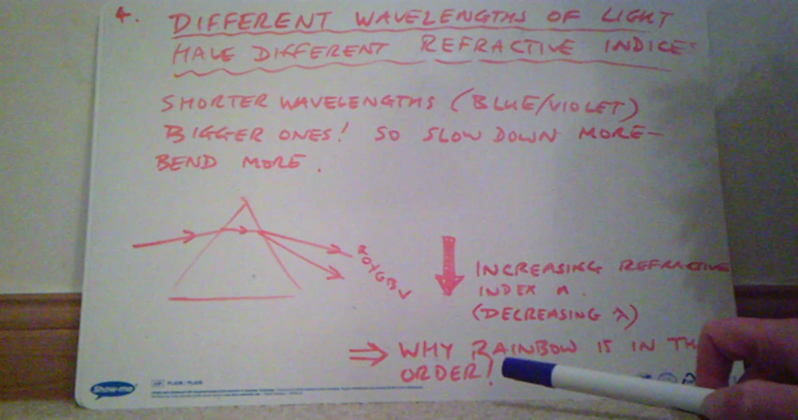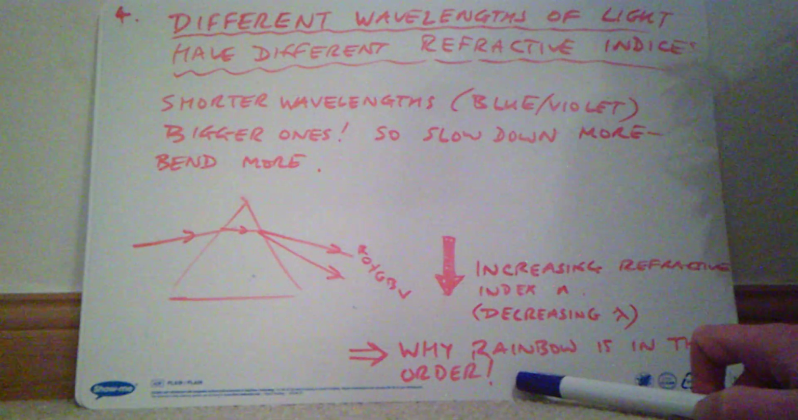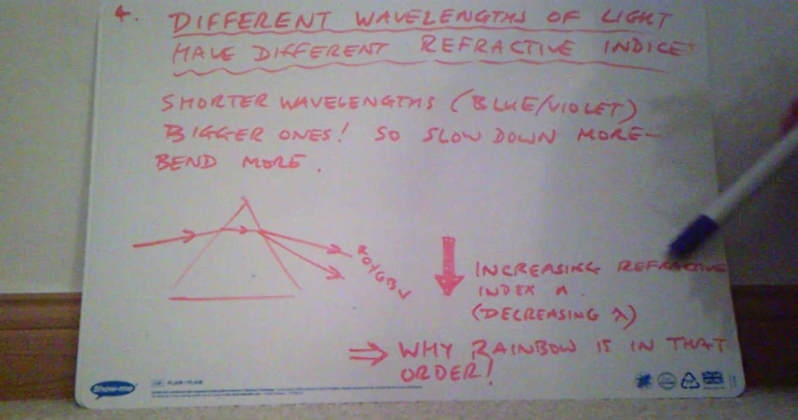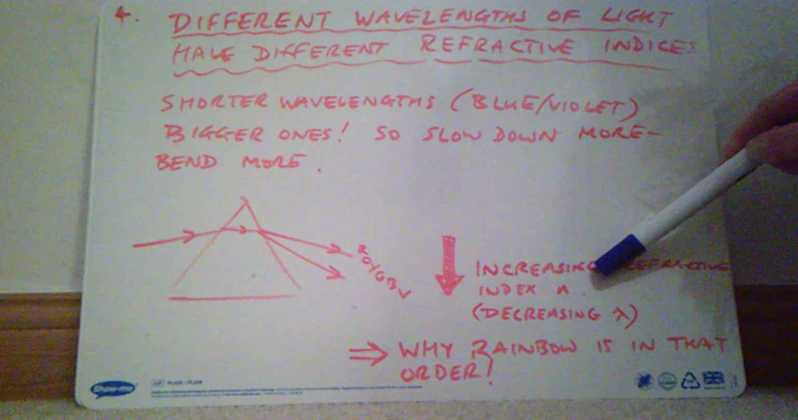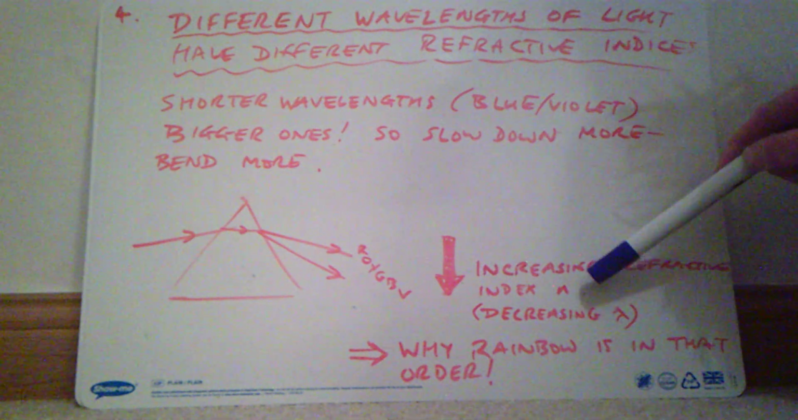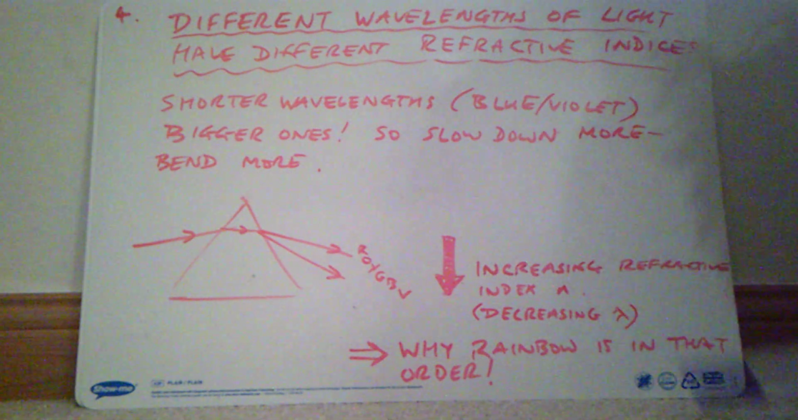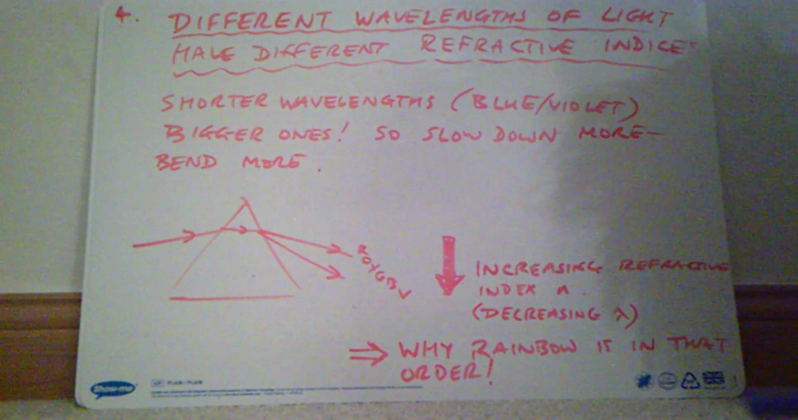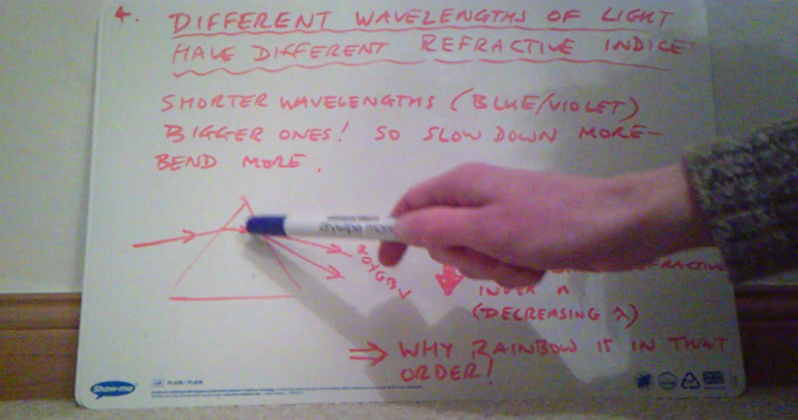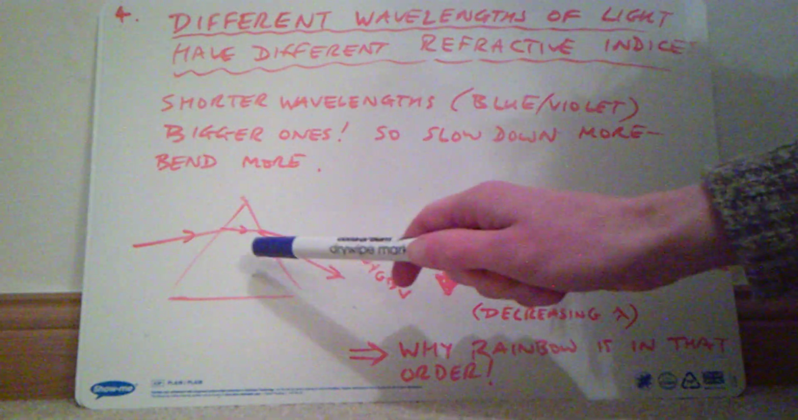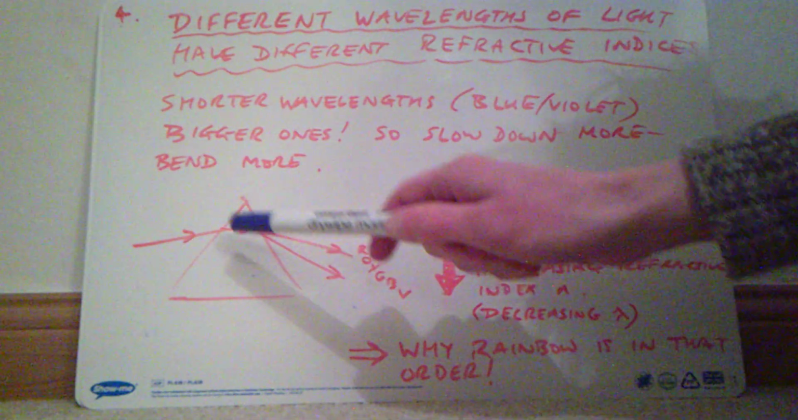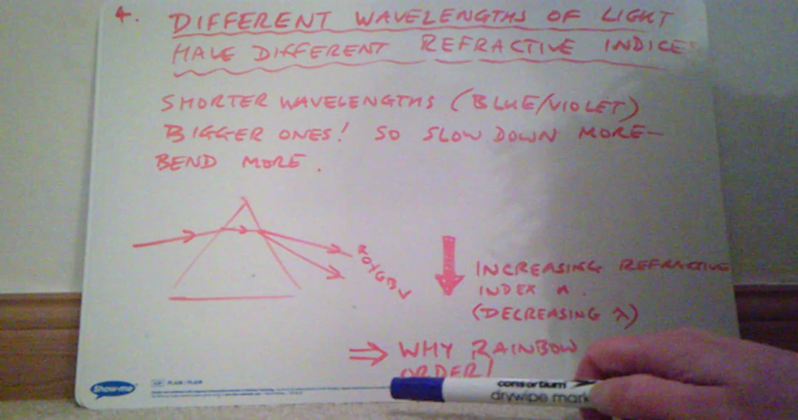But the reason a rainbow is this order is because it's the order of increasing refractive index. Refractive index gets bigger as wavelength decreases. If refractive index gets bigger, then it slows down most. If it slows down most, it gets affected most by the effect of the slow material, so it gets bent most.